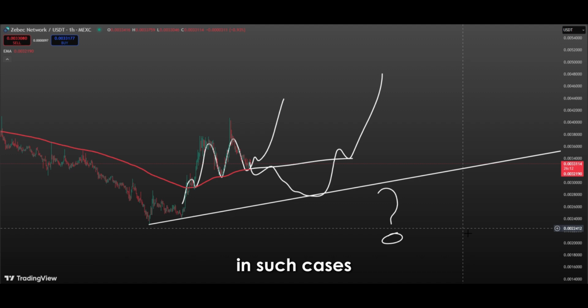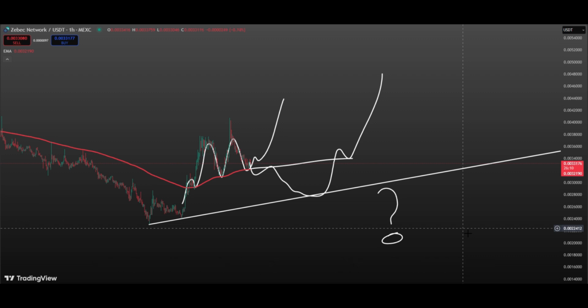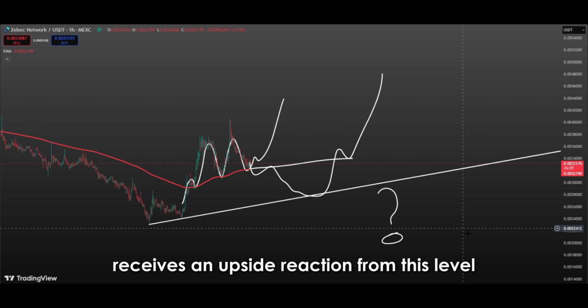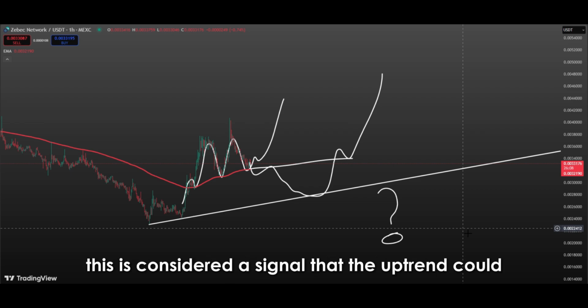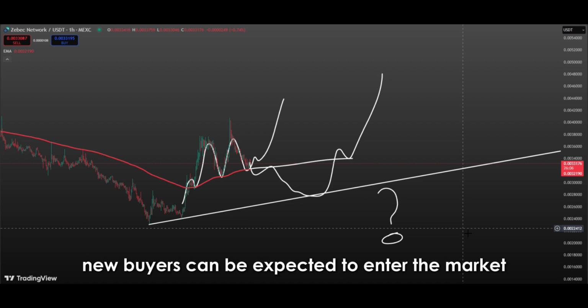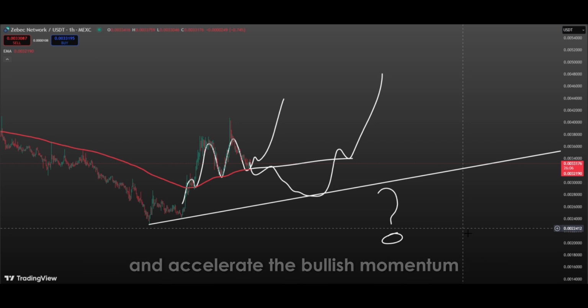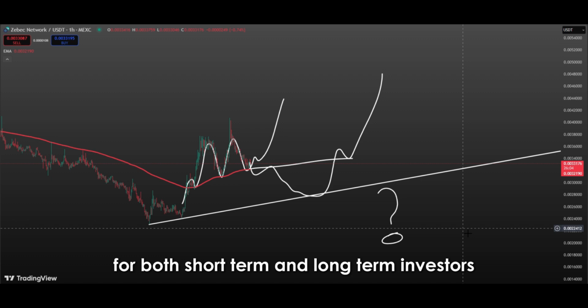In such cases, whether the price can stay above the 200 EMA plays a key role in determining the direction of the market going forward. If the price receives an upside reaction from this level and is able to move higher again, this is considered a signal that the uptrend could continue strongly. At this point, new buyers can be expected to enter the market and accelerate the bullish momentum. This would paint a positive picture for both short-term and long-term investors.